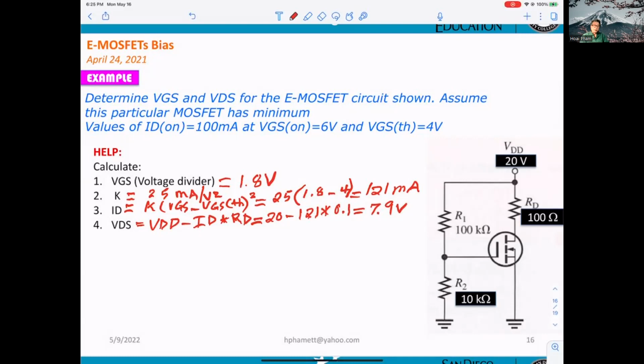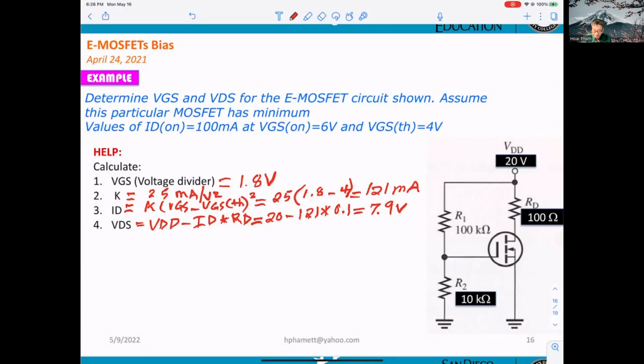Okay, so any question in this example? Number 1, 2, 3, and 4. I got a question about number 4. Okay, go ahead. Would VDS equal VDD minus ID times RD, with a JFET or MOSFET? That means you take the difference between the 20 volt VDD and the voltage drop across RD. That's what you get for the VDS.